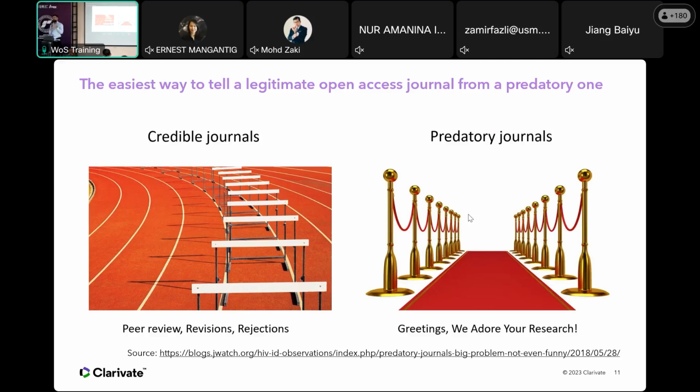When you deal with a predatory open access journal, it all looks like this. We respect your research, whatever it is, so please just bring us your money. Unfortunately, yeah, that's what happens. But if you feel like you're being treated like this by a journal, chances are you have to double check that journal.